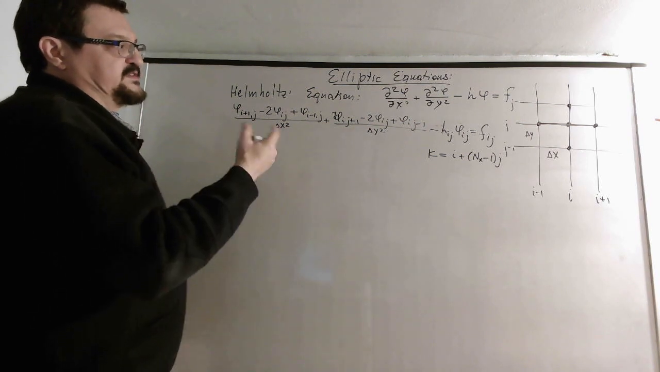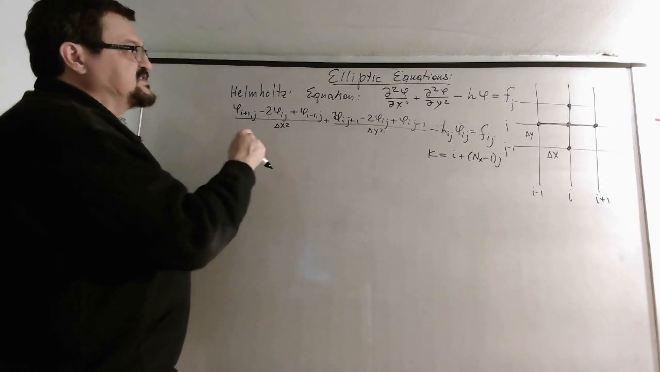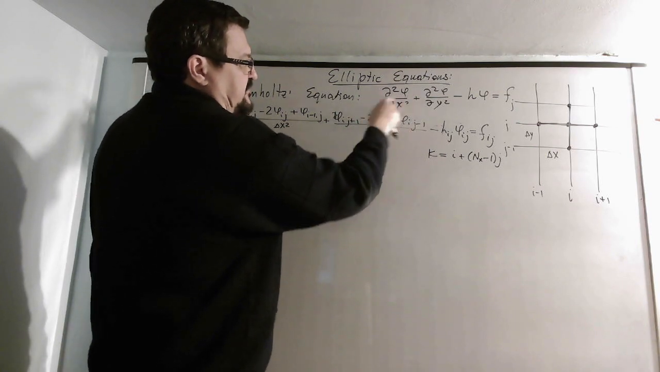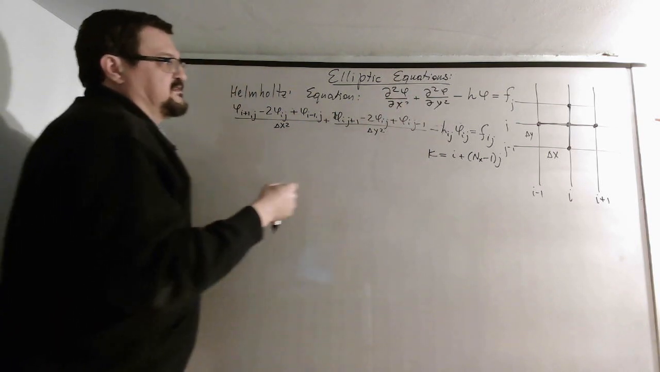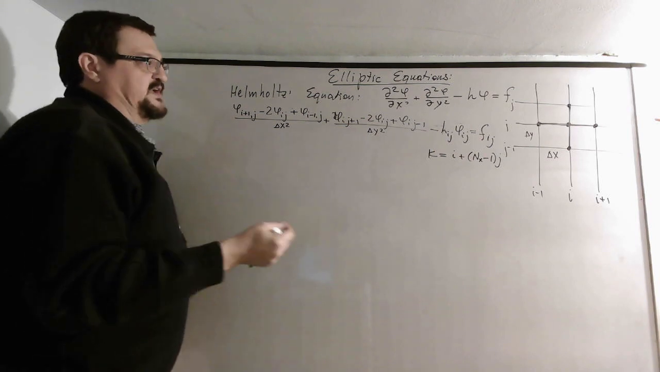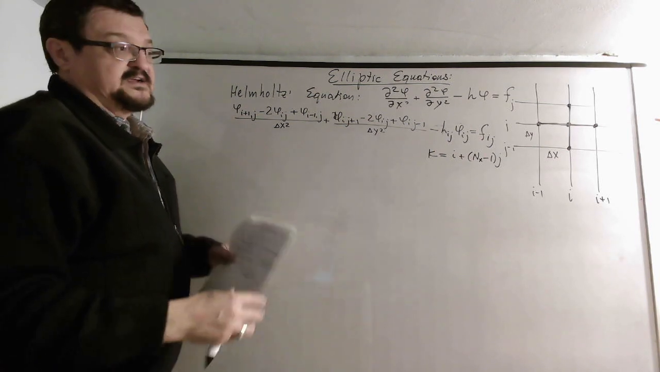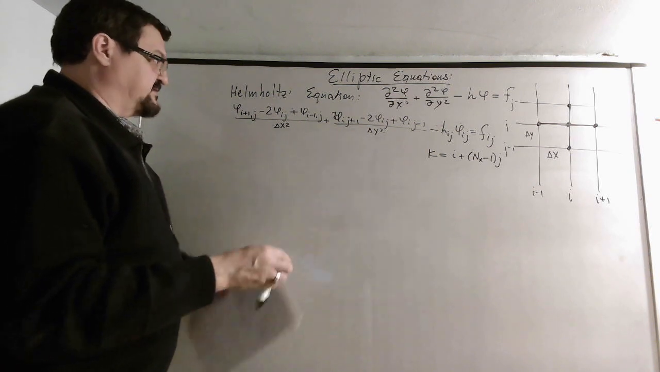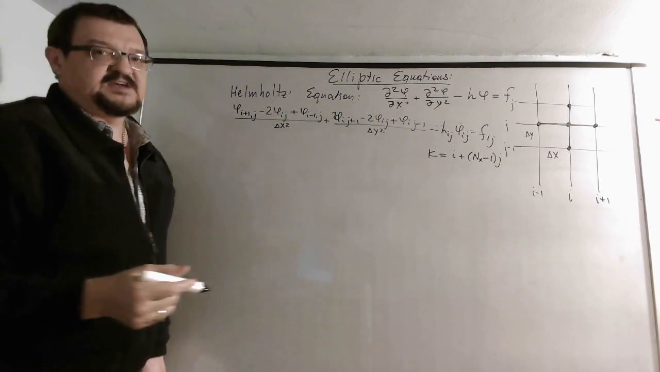But usually for this kind of equations, especially when you have coefficients that are also functions of x and y, there is basically only one way of solving this equation. It's using iterative methods. So let's consider some examples of those methods.